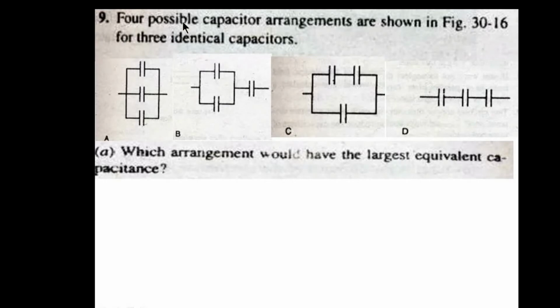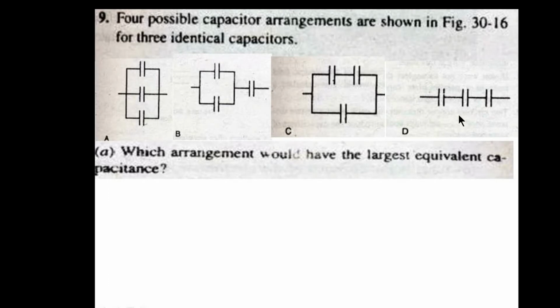Now question number 9: four possible capacitor arrangements are shown in the figure for three identical capacitors, like this, this and this. Which arrangement would have the largest equivalent capacitance? This one is a parallel combination, this is a hybrid combination, and this one is also a hybrid combination. These two are in series and these are in parallel, and this is the series combination.